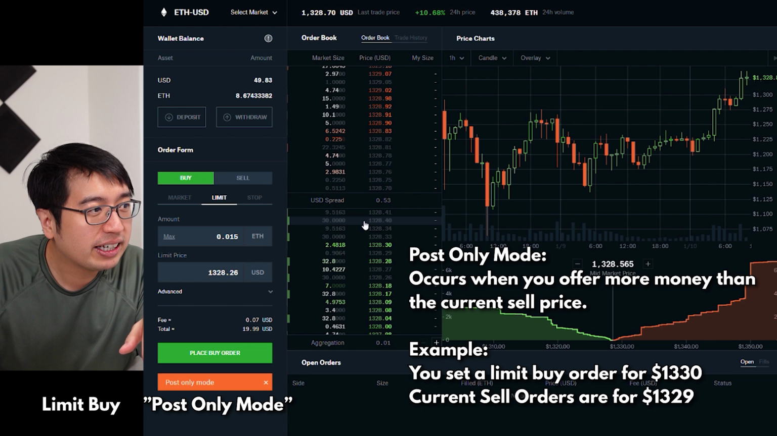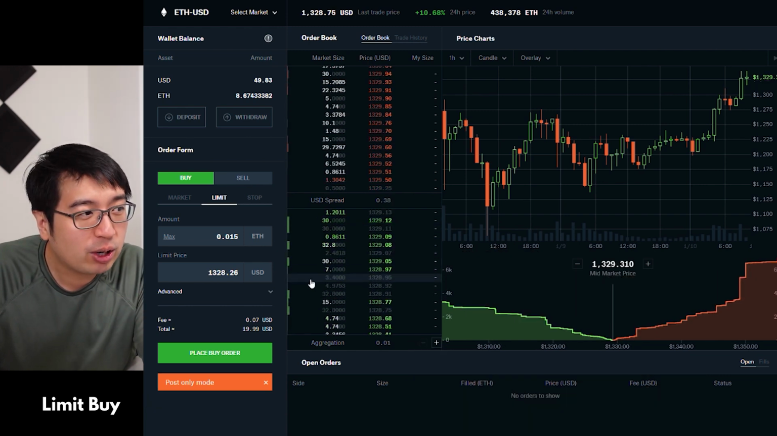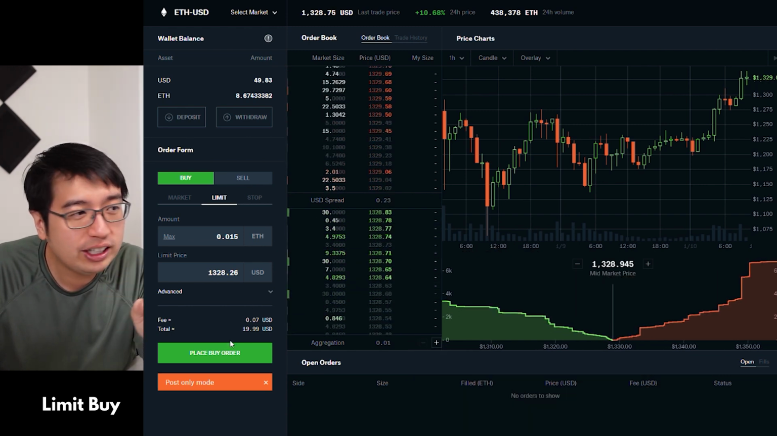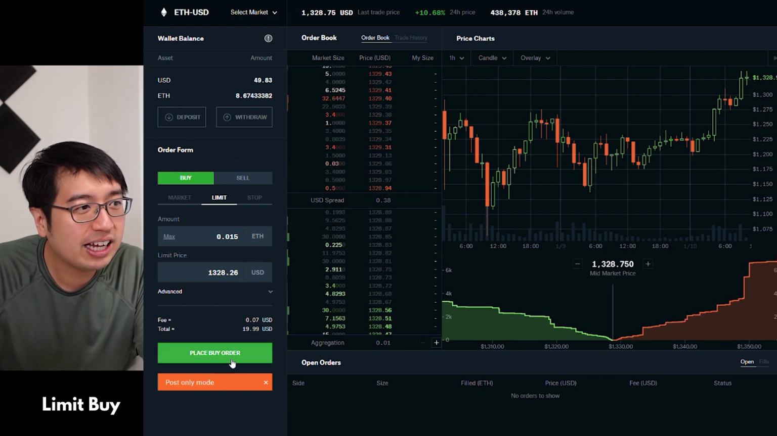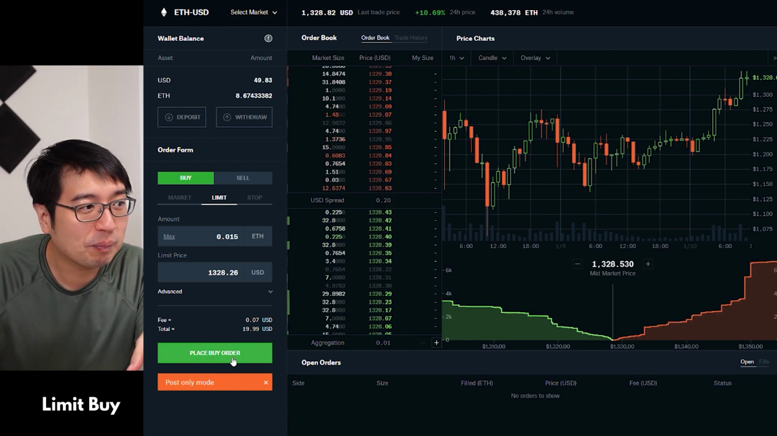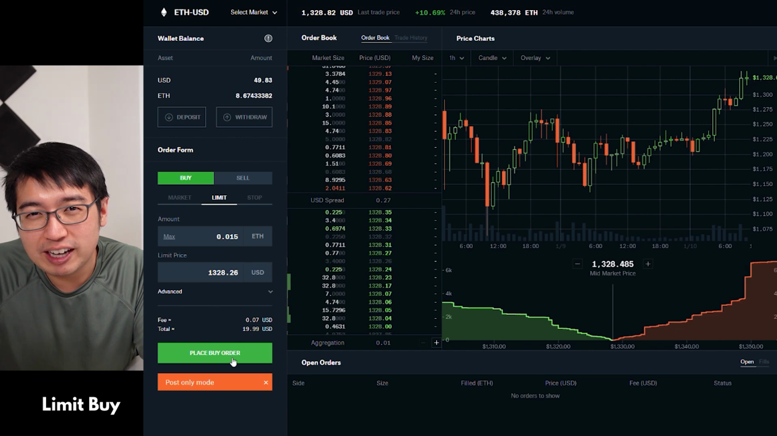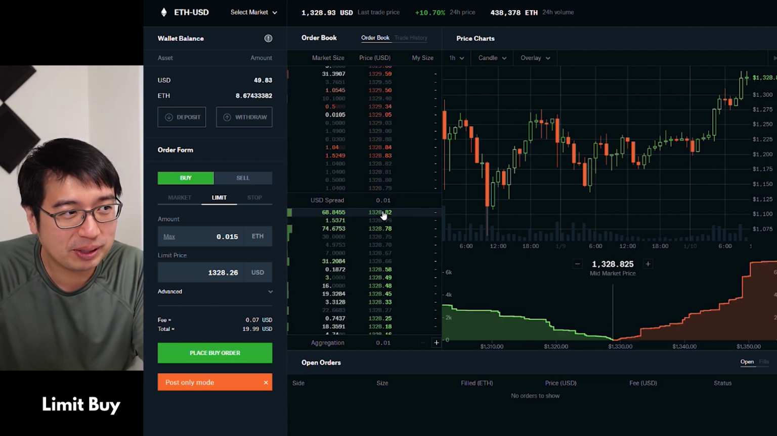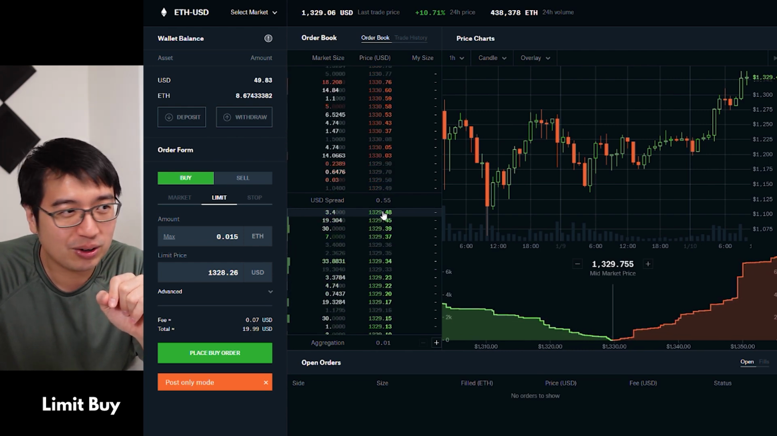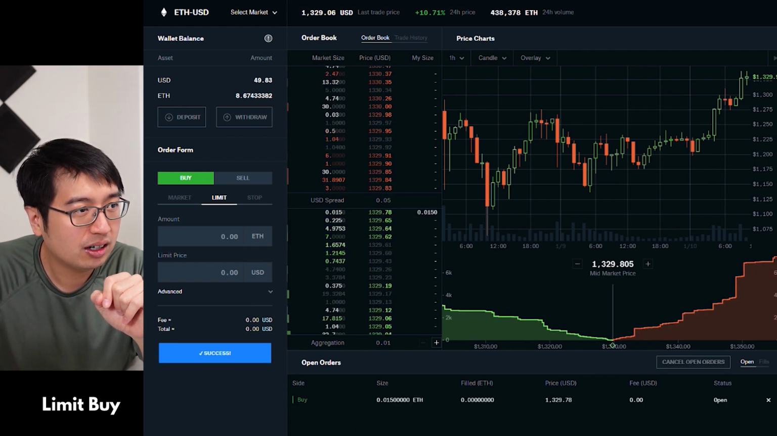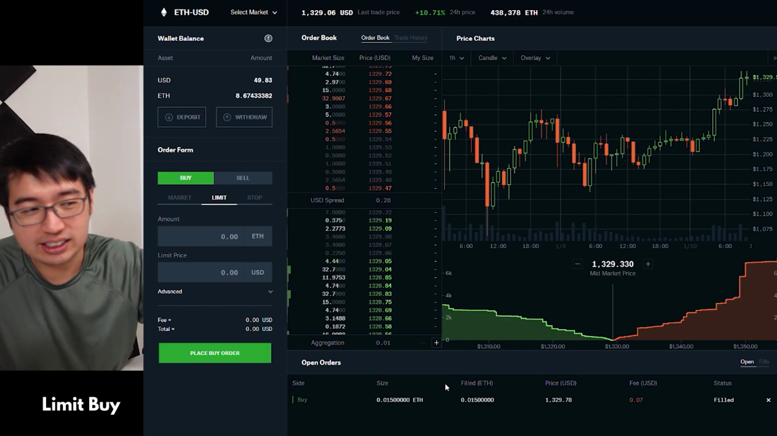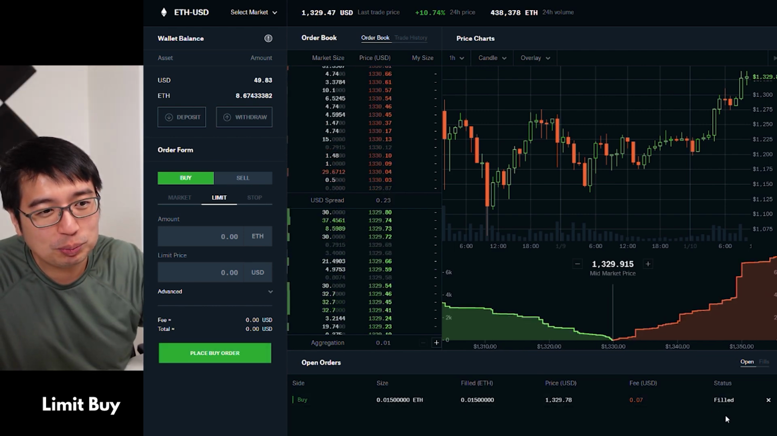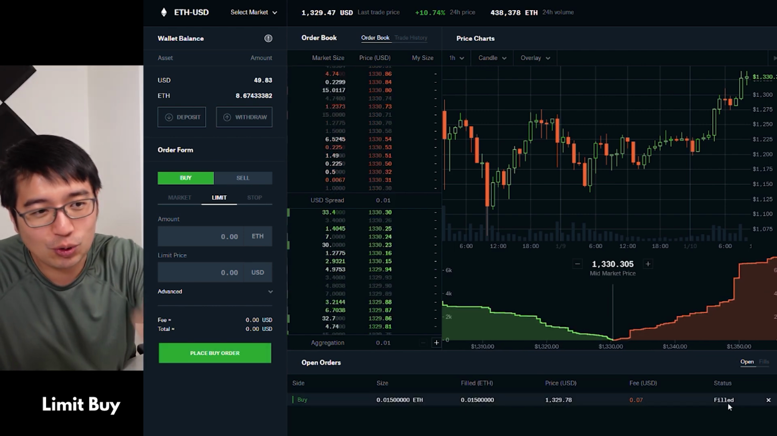And now we've brought down our current trading price from 1330 to 1328.26. Now, it's moving really fast, so it might be hard to catch, and sometimes you just have to wait a while. I'm going to try selecting the top bid in the order book, which is up here, and then I'm going to hit place buy order. Oh, and that completed the order super quick. So the order opened and now the order filled.